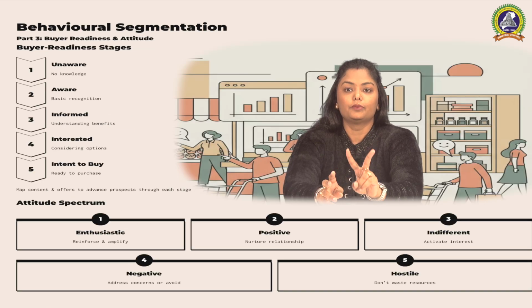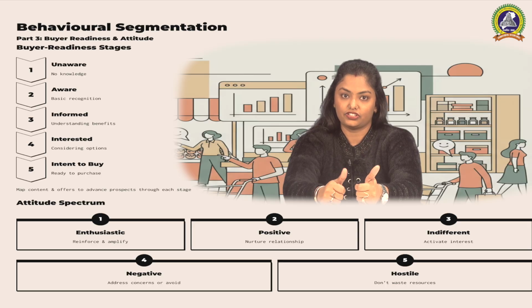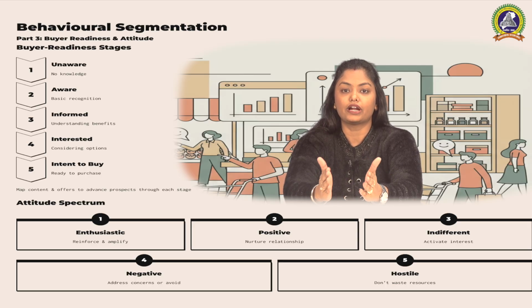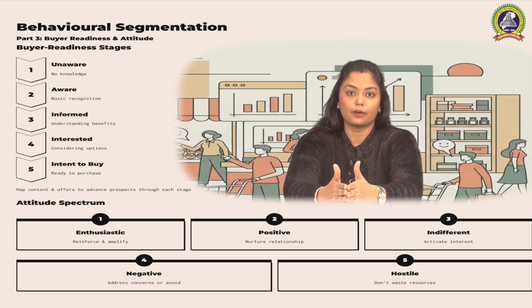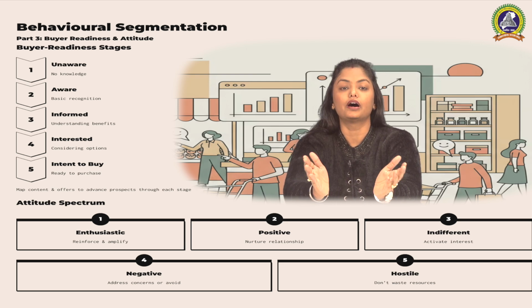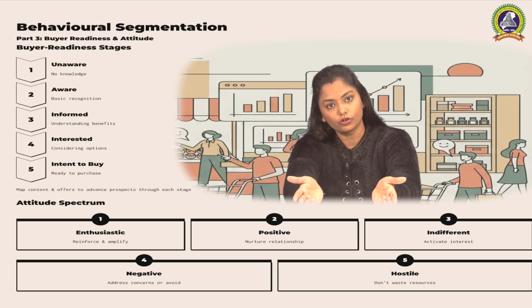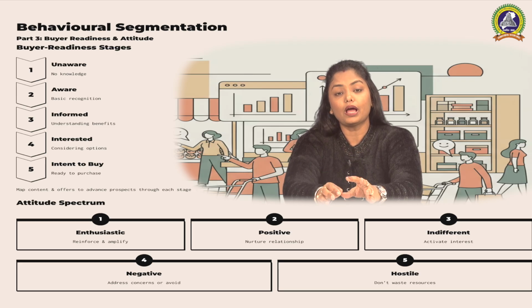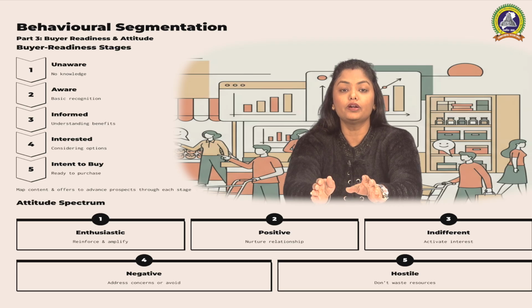We have two final behavioral variables. The sixth is the buyer readiness stage. A market consists of people in different stages of readiness to buy a product. Some are unaware of it, some are aware, some are informed, some are interested, some desire the product, and some intend to buy. Your marketing program must be designed to move people to the next stage.